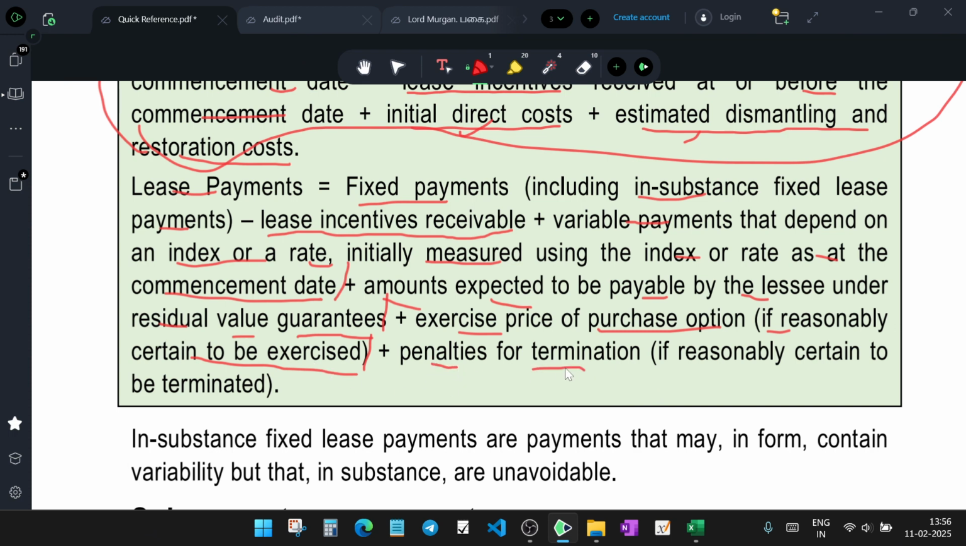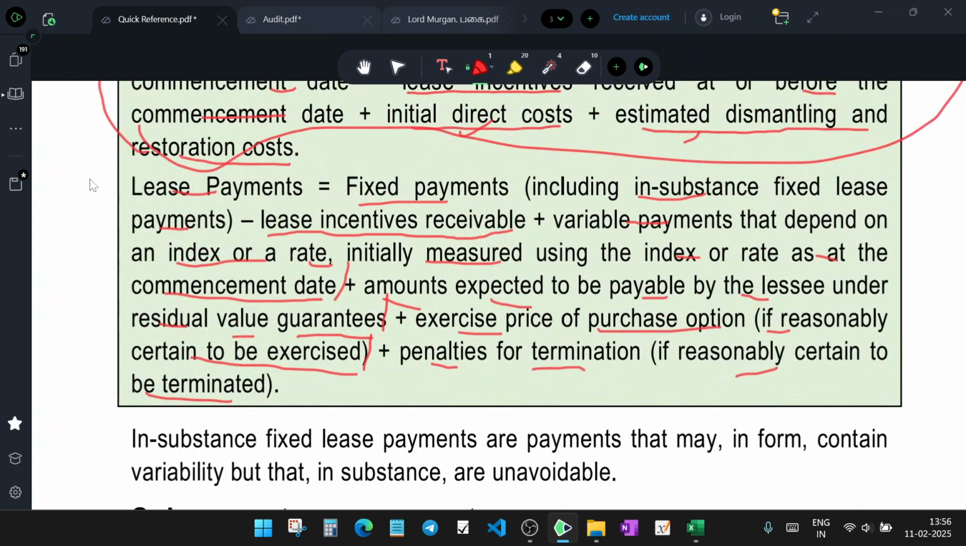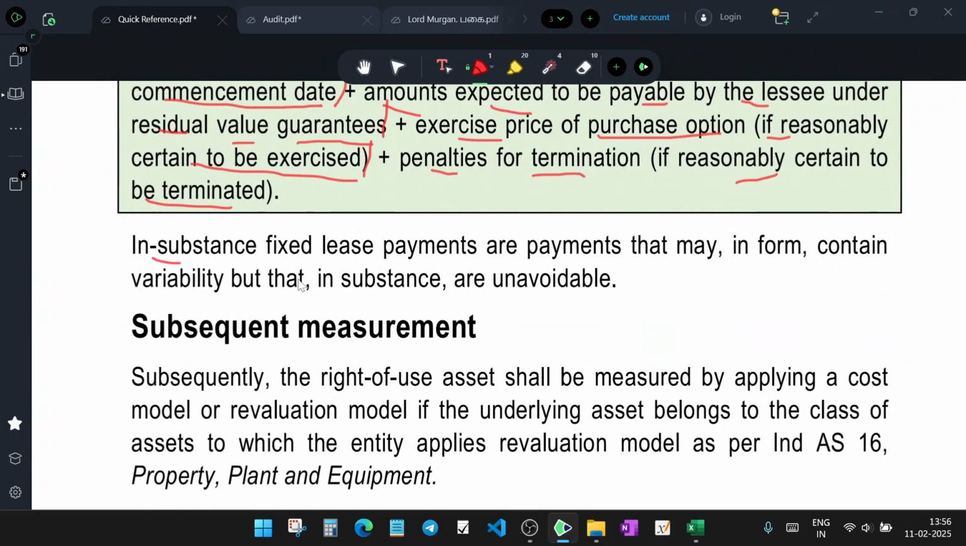Penalties for termination. I think I'm getting the lease for 1 year, but I'm probably 90% sure I will close that lease by the seventh month. So this may be my lease liability, so I'm going to incur that. If it is reasonably certain that I am going to terminate, then the penalty is also considered as a lease payment. So this is included in lease payment. In-substance fixed lease payments are payments that may be in a form containing variability, but that in substance are unavoidable. So what is variable and what is avoidable, you need to consider all of that.